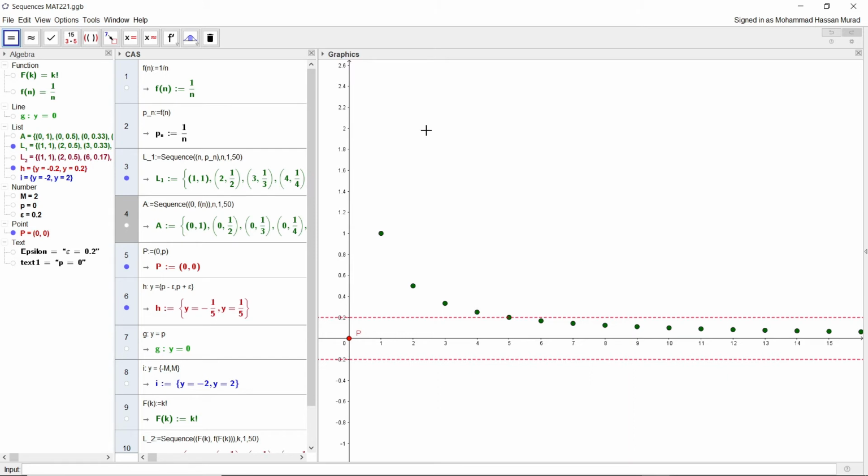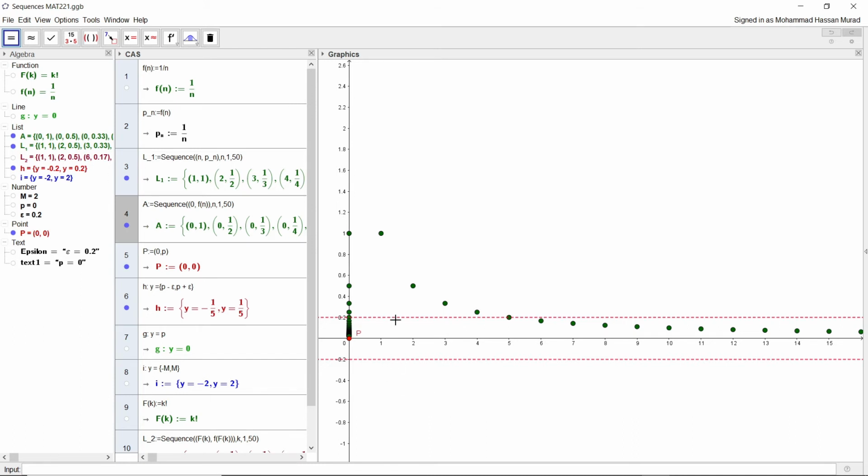In other words, if we project the terms of this sequence onto the y-axis, we see that except the first term, the second term, the third term, the fourth, and the fifth, all the other terms are within these two dotted lines defined by the equation y equals 0.2 and y equals negative 0.2.